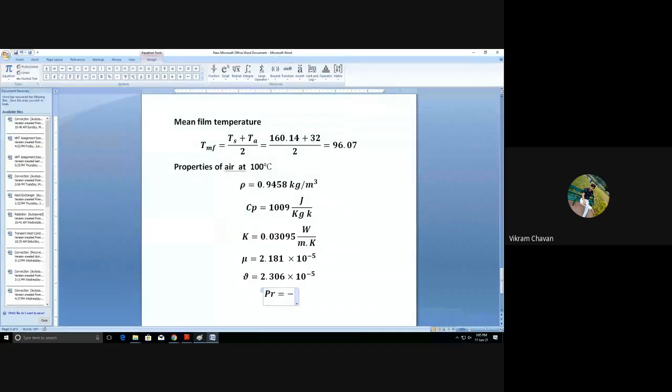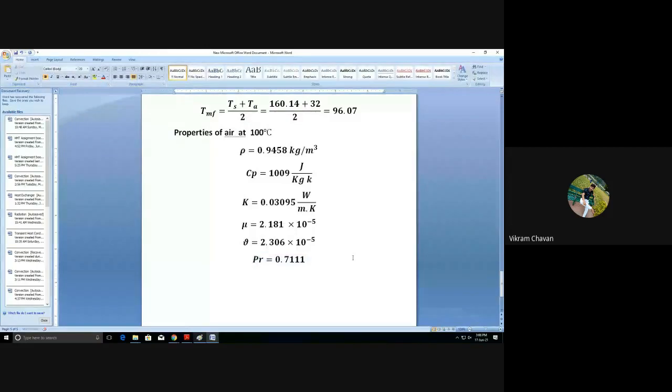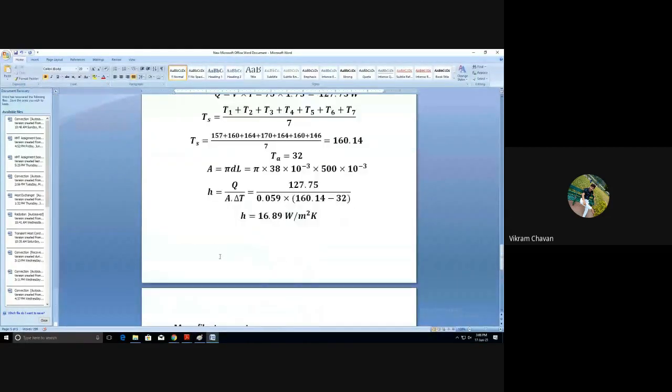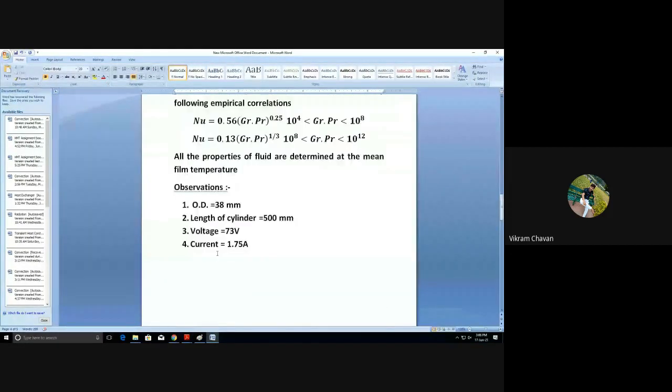Pr is equal to 0.7111. By using the formula also you'll get the same Prandtl number. Now next, what do you calculate? You have to calculate. Prandtl number is known from this particular formula. From this formula you have the Prandtl number directly, but you have to calculate the Grashoff's number.